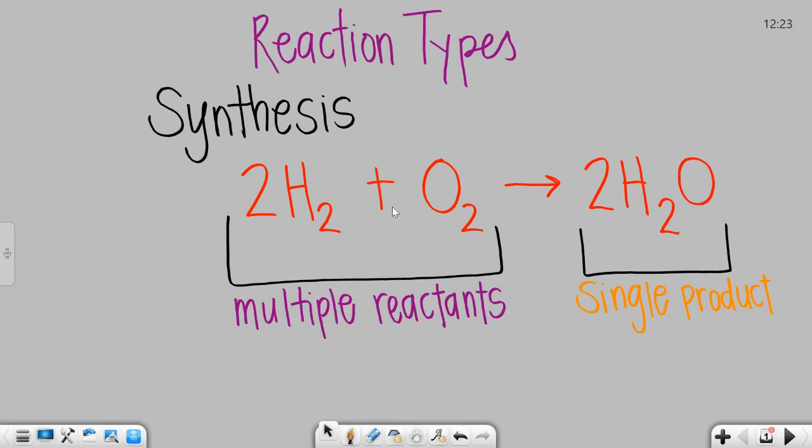So in this case, with the formation of water, you have hydrogen atoms combining with oxygen atoms, forming water molecules, multiple reactants forming a single product.